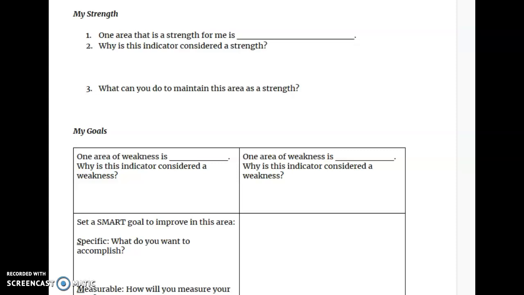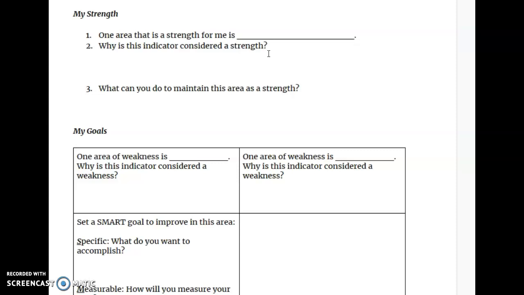Reading was a strength for that student. So we could say one area that is a strength for me is reading. We would simply fill that in. And then he or she could explain why that indicator is considered a strength. They might write that they are scoring in the average range in looking at their PSAT scores. Their PSAT reading score was higher than their math score.